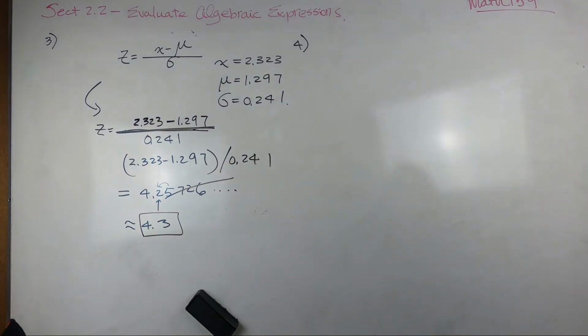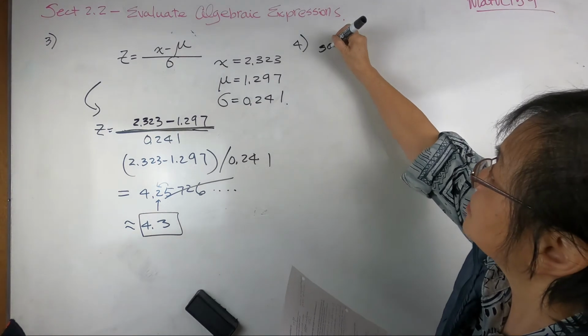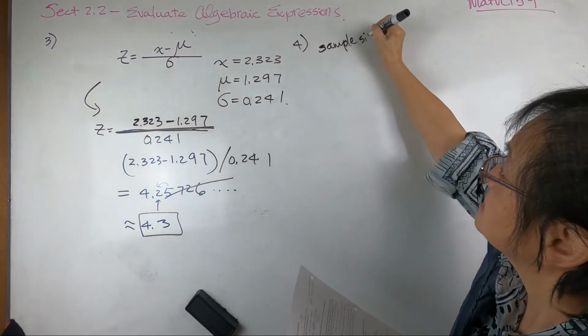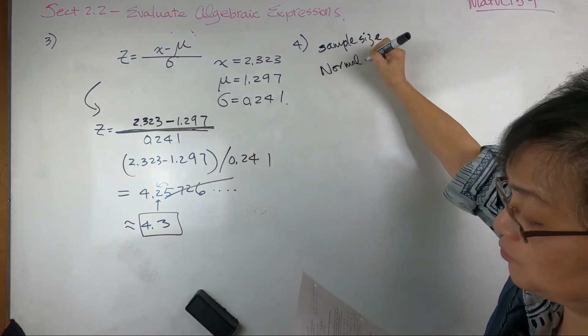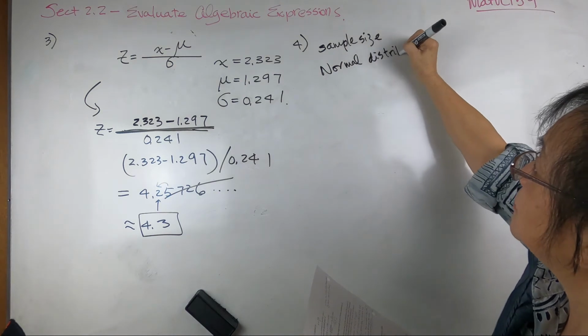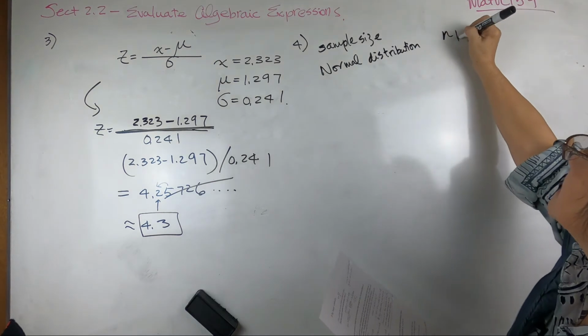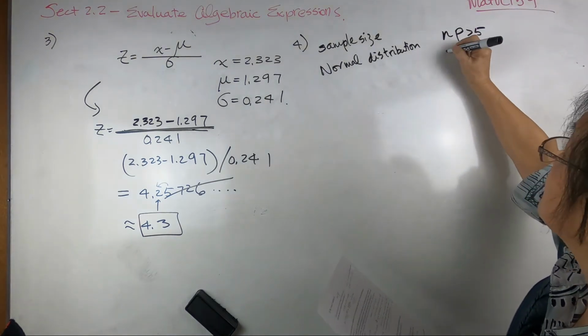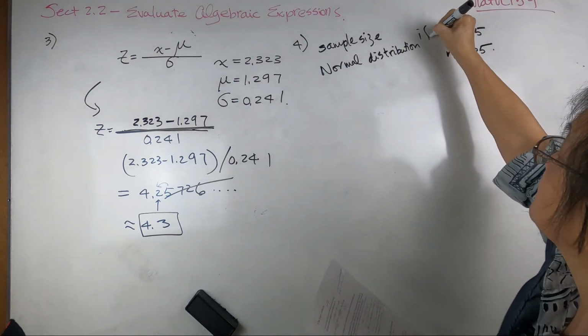Next one, number 4. For a yes or no question, a sample size is considered large enough to use a normal distribution. Okay, so it's talking about sample size. You haven't seen it before, and something called normal distribution, you have no idea what it is. Under this condition, it says NP greater than 5, NQ greater than 5.